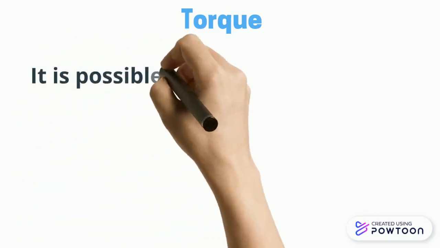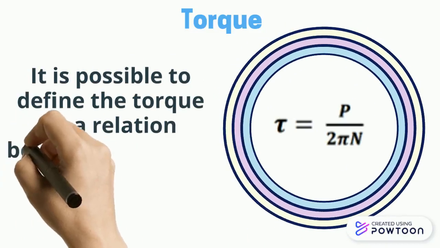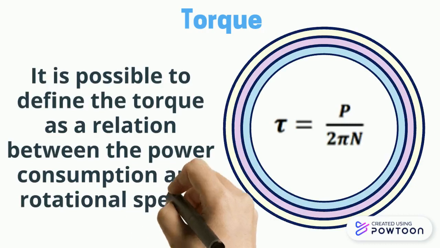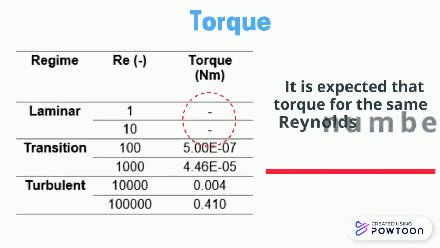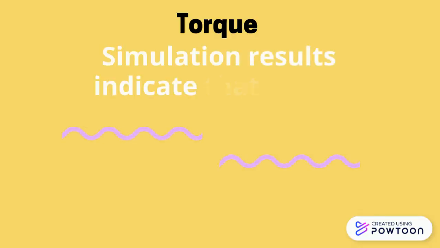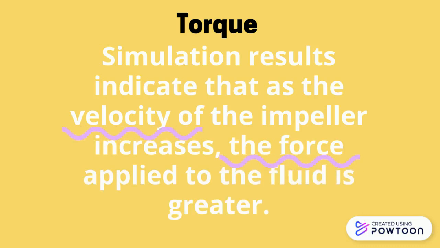According to the literature, it is possible to define the torque as a relation between the power consumption and rotational speed, as is shown in the following expression. Because power values for Reynolds numbers between 1 and 1000 are nearly zero, it is expected that torque for the same Reynolds number range has values of zero as well, which is consistent with the results obtained in the simulation. In addition, simulation results indicate that as the velocity of the impeller increases, the force applied to the fluid is greater.